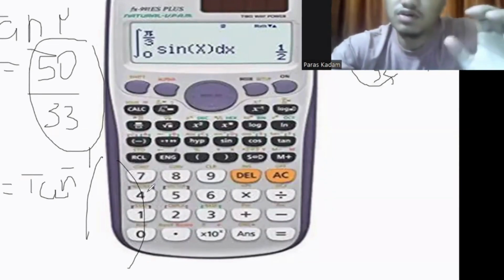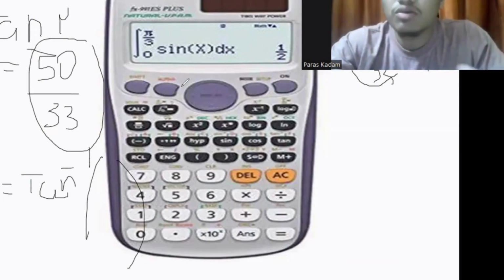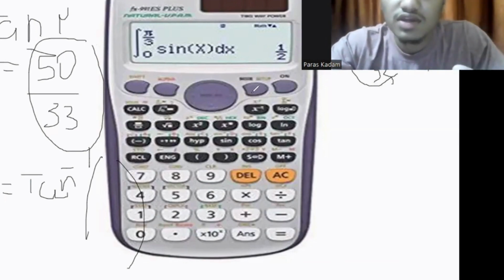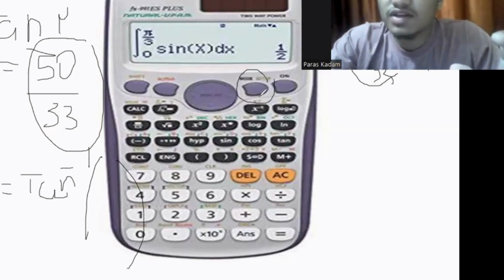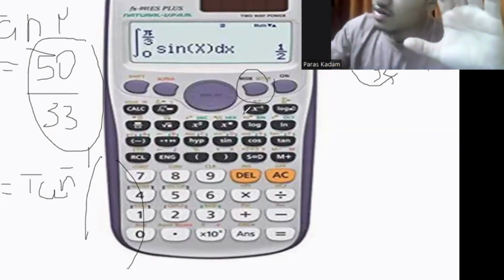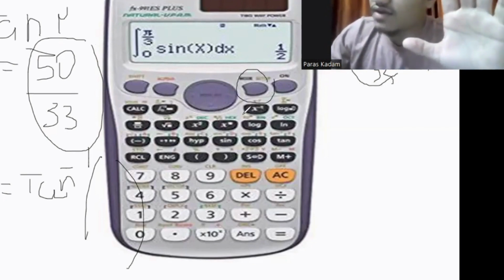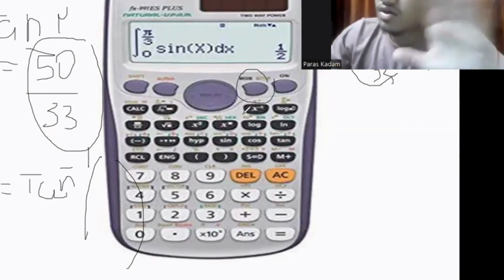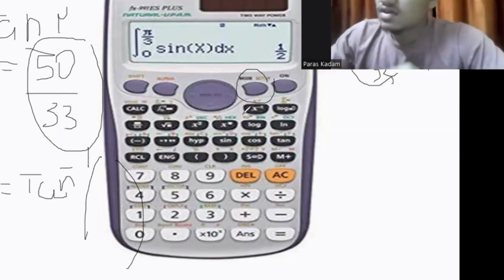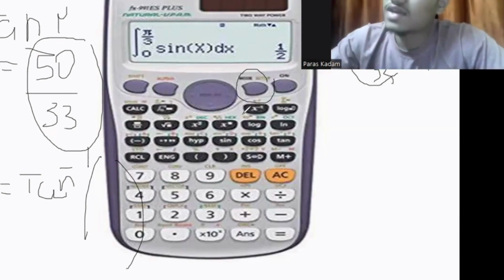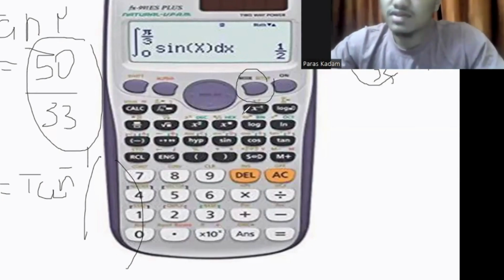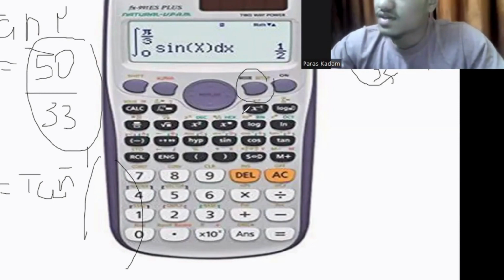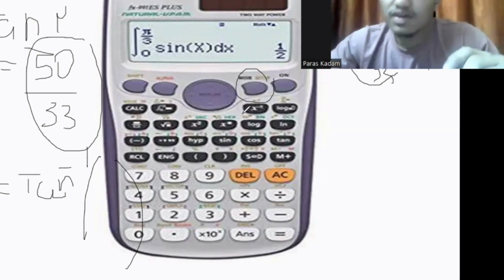So I hope you got an idea of how to operate this scientific calculator. Now some functions are remaining. If you press this more button, you will get eight options. The first is comp, which is for general mathematical calculations. The second is complex, the third is statistics, the fourth is base, and the fifth is equation.